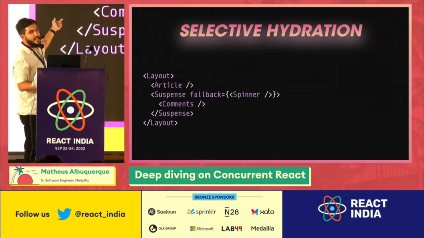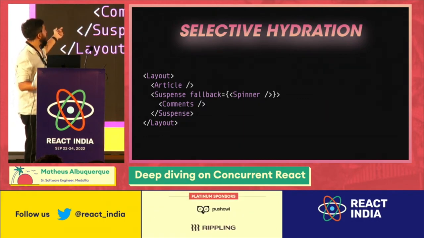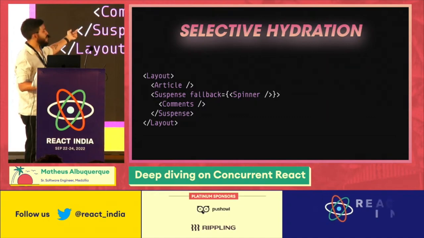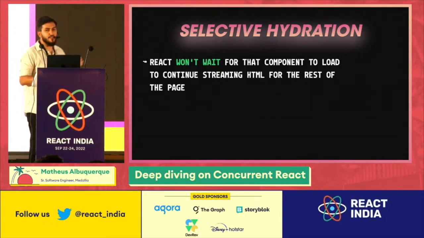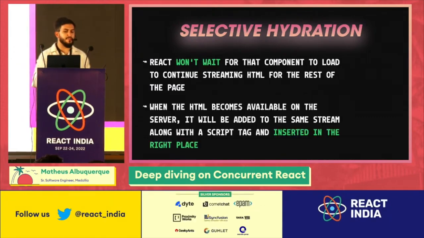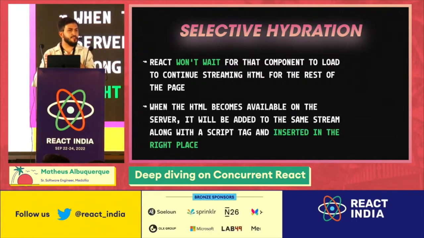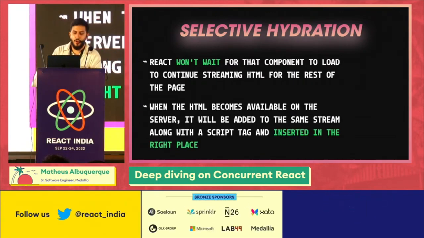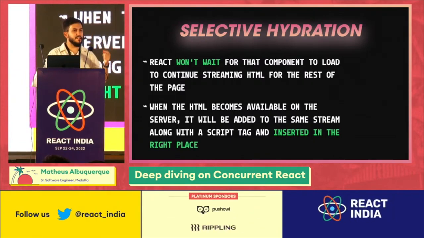And in this example, articles is going to be streamed, and it's going to start running comments, and then comments is streamed after. So React won't wait for that component to load to continue streaming HTML for the rest of the page. And the great thing is when that one part of HTML becomes available, it will be added to the same stream, and it will become a script tag that's placed in the right place.